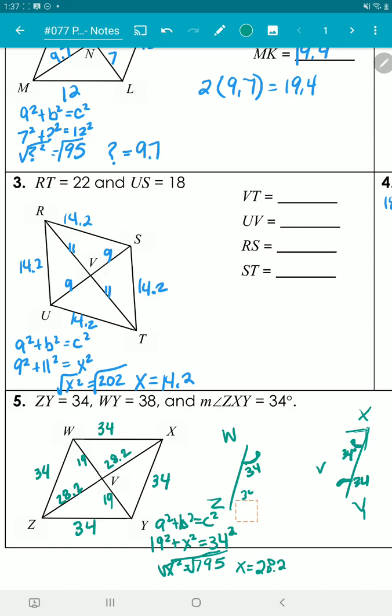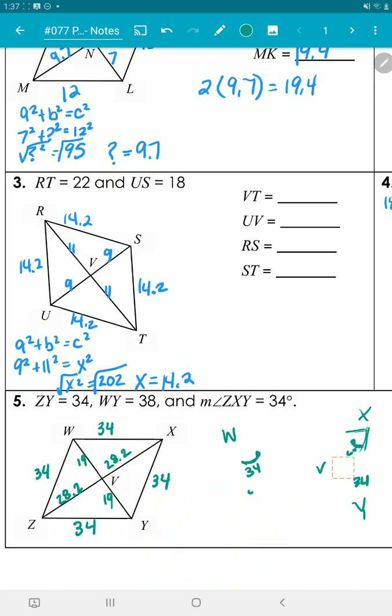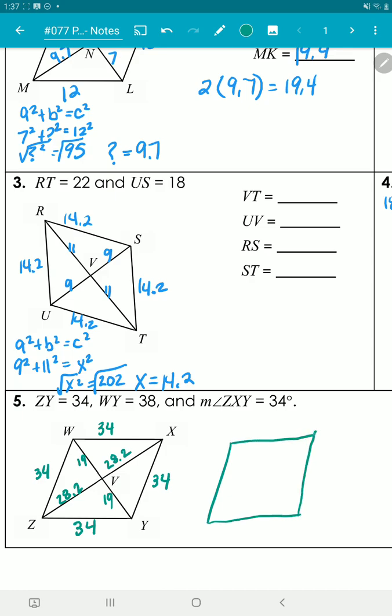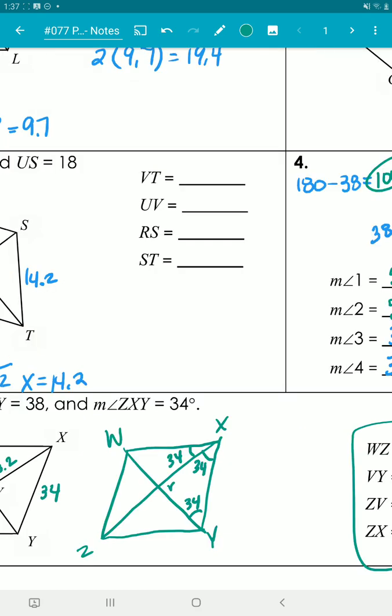Sorry, it's a little messy here. I'm going to erase this so I can kind of see what's going on a little better. Okay, so let's try and draw it. I got a little mixed up with the letters and everything. W, X, Y, Z, and this one's V. Okay, so Z, X, Y is this one, is 34. Okay, this one's still going to be 34. This one's 34. That's what I'm messing up.